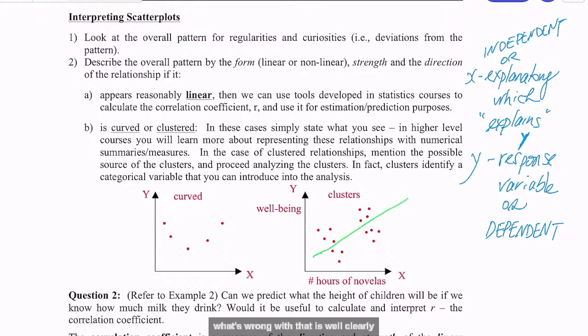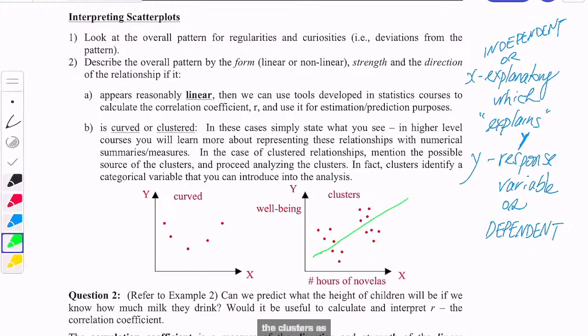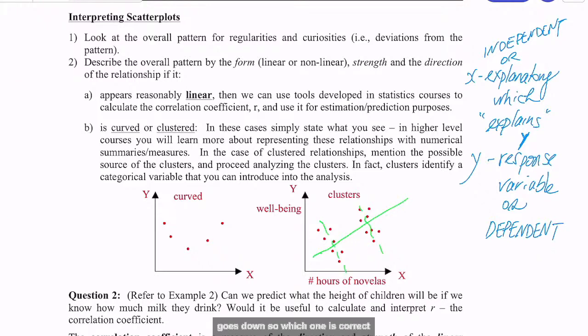Now, what's wrong with that is, well, clearly the observations are grouping together in clusters. We call those clusters. And those clusters are not positively related, like as x goes up, y goes up. That's what the green line seems to predict. But that's not what's happening in the clusters. The clusters, as x goes up, y goes down.